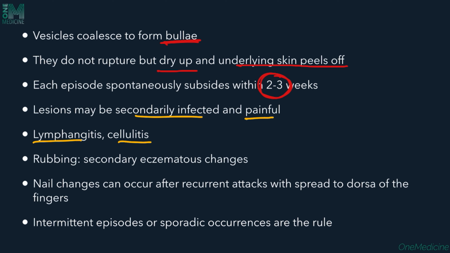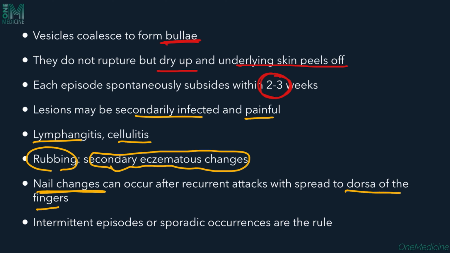Lymphangitis and cellulitis-like features may be seen, and on rubbing the lesions, secondary eczematization changes can be seen. That is, there can be abrasions, lichenification, scratch marks. Nail changes can occur after recurrent attacks which spread to the dorsum of the finger. Intermittent or sporadic occurrences are the rule. So patients will have many episodes of this particular condition.